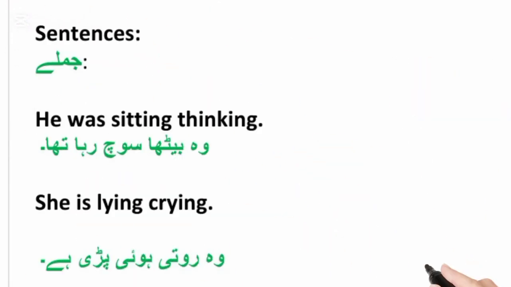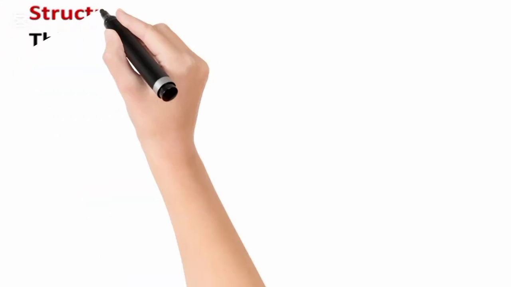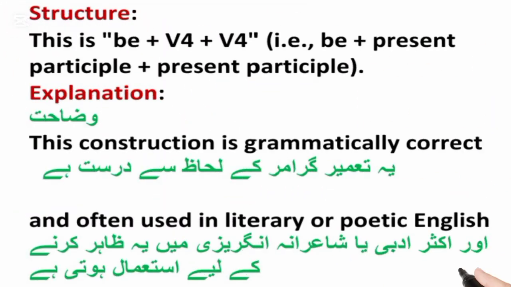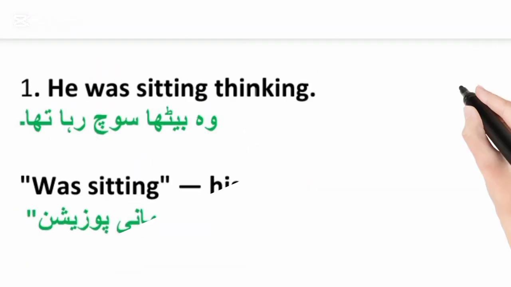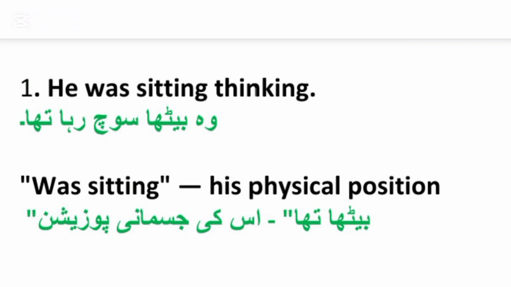Sentences: he was sitting thinking, she is lying crying. Structure: this is B plus V4 plus V4, i.e. B plus present participle plus present participle. Explanation: this construction is grammatically correct and often used in literary or poetic English to show that two actions are happening at the same time, or one action is happening while being in a certain position or state. He was sitting thinking. Was sitting, his physical position.